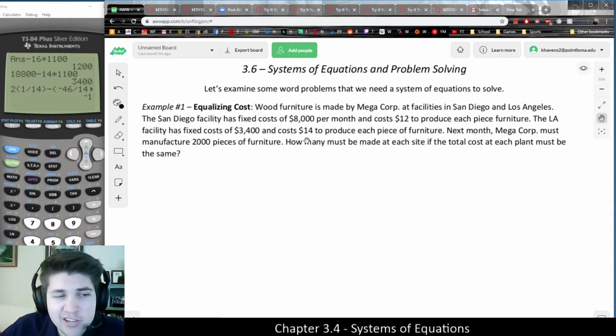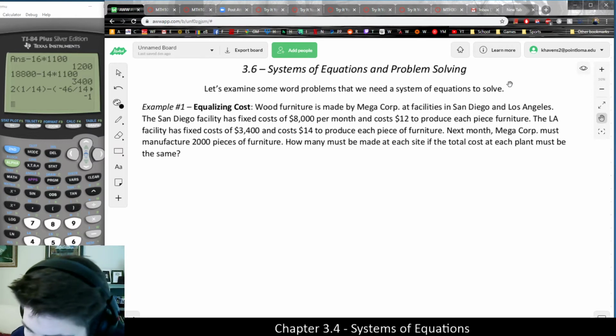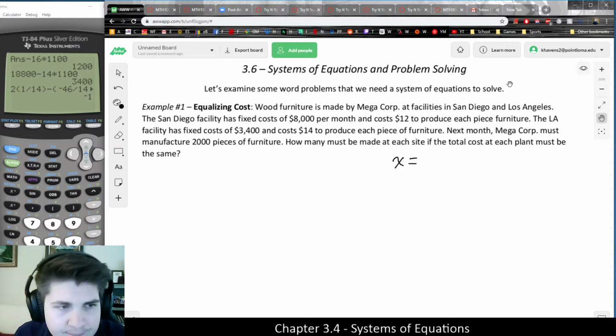Notice in the question, it should usually tell you what you're looking for, and that should typically be what x and y will be. What it says is how many pieces of furniture must be made at each site. So basically, it's like, well, how many are going to be made in San Diego? How many are going to be made in LA? Those are going to be x and y. So let me just go ahead and note that before I do anything, which is a good habit to be in, but you don't have to.